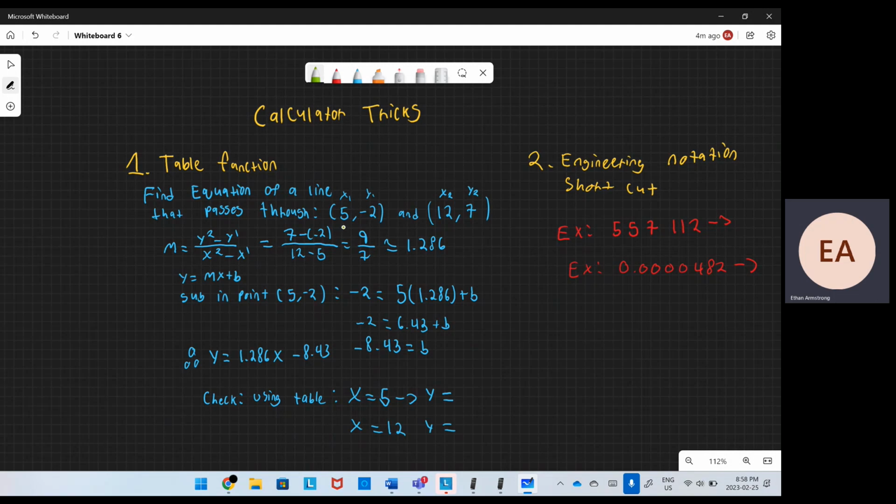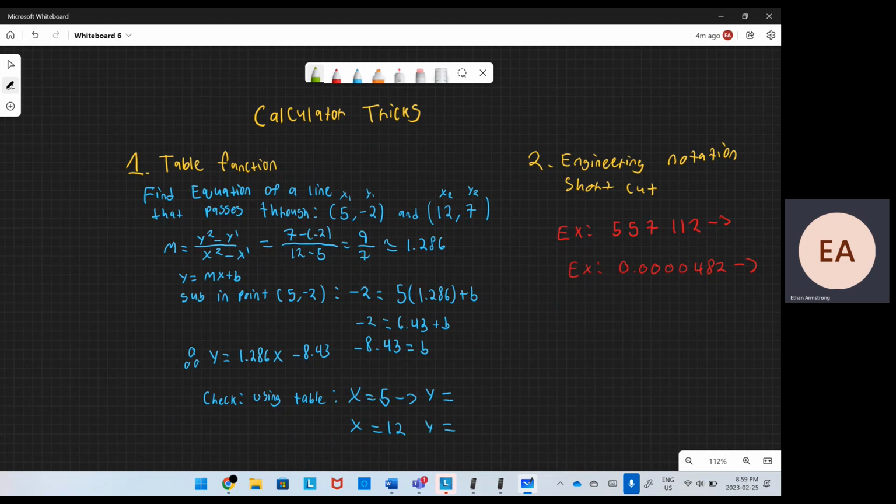So for example, say we had to find the equation of a line that passes through the points 5, -2, and 12, 7. First we use the slope equation, m equals y2 minus y1 over x2 minus x1. Using our points, y2 is 7, y1 is -2, divided by 12 minus 5 gives us a slope of 9/7, or approximately 1.286.